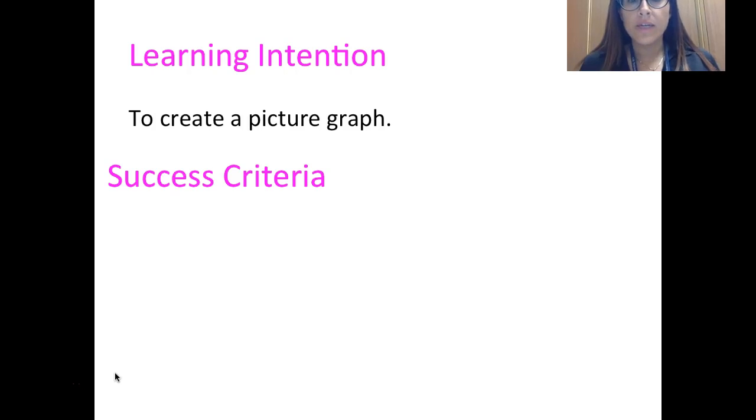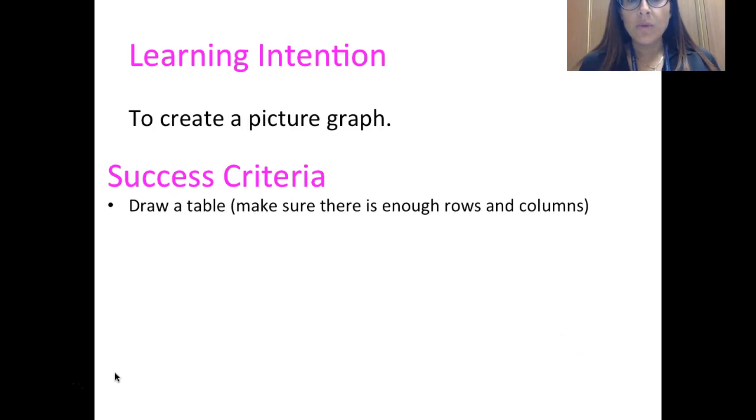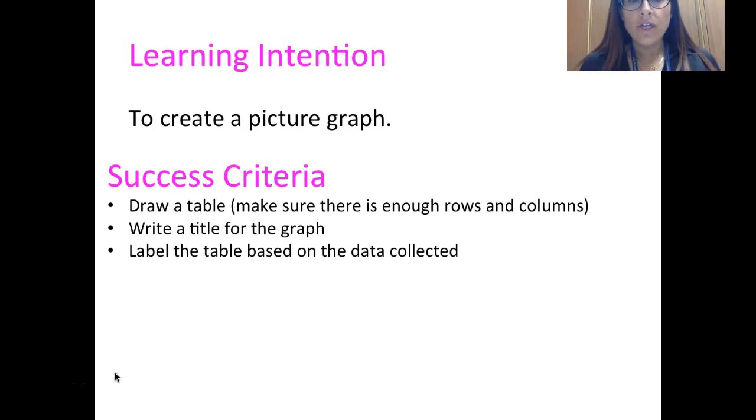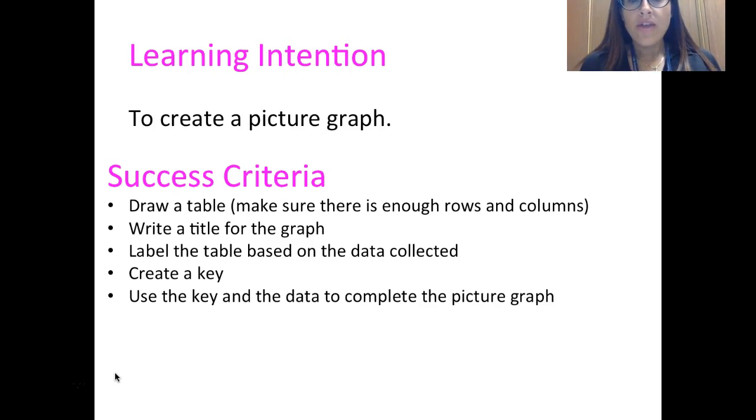The success criteria. You need to draw a table, make sure there are enough rows and columns. You need to write a title for the graph. You need to label the title based on the data collected. You need to create a key, and then you need to use the key and the data to complete the picture graph. Let's get started.